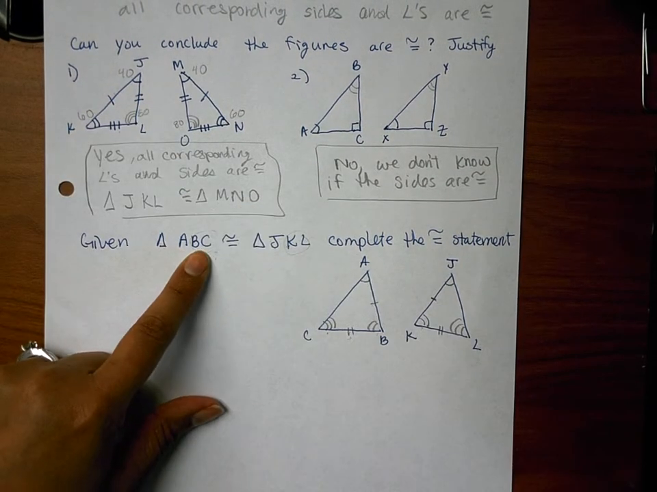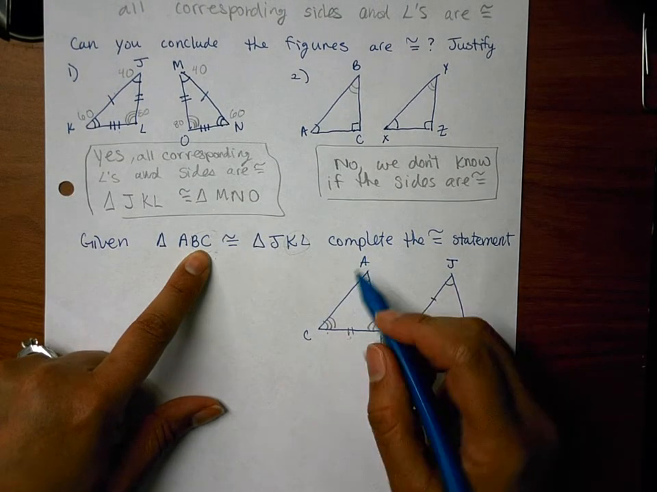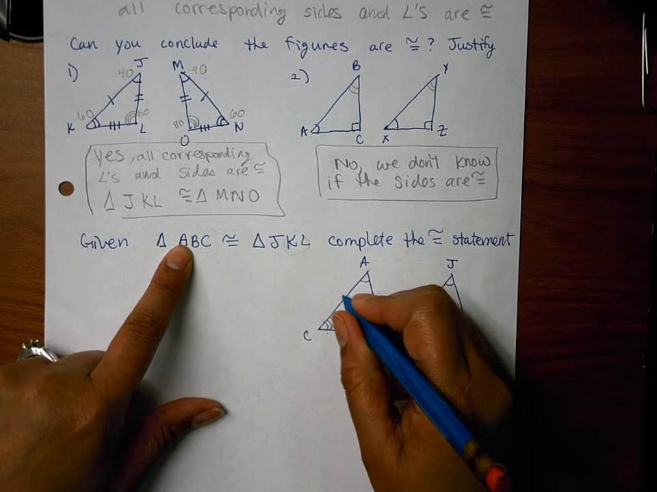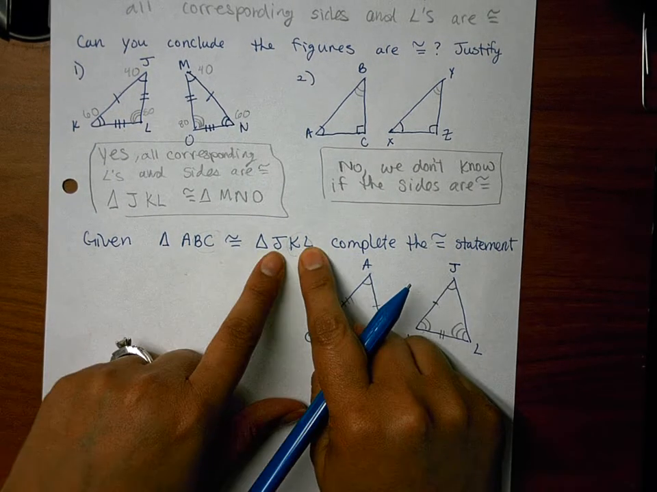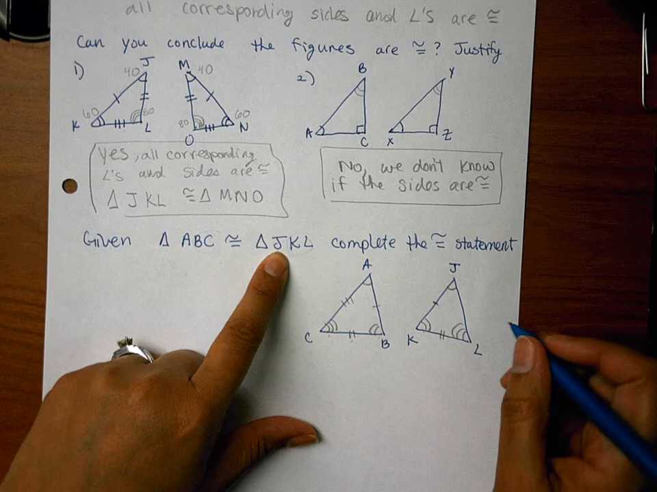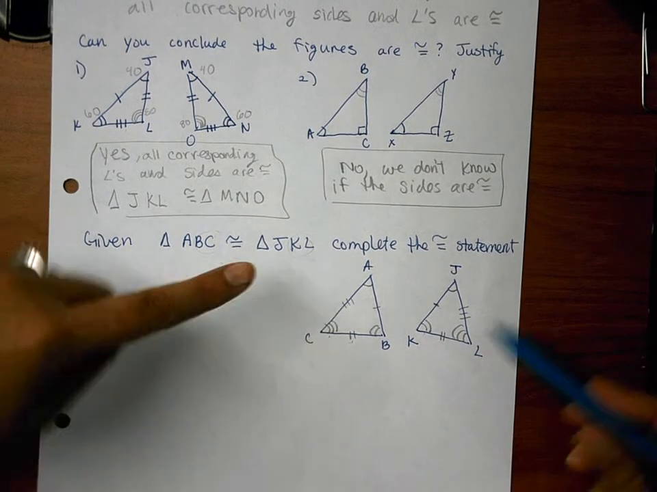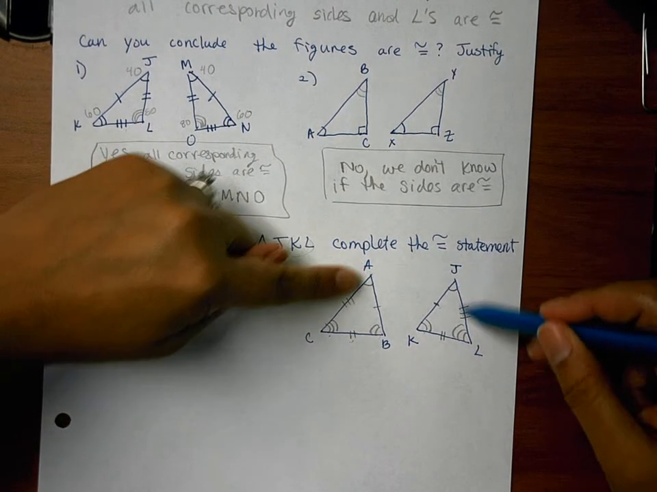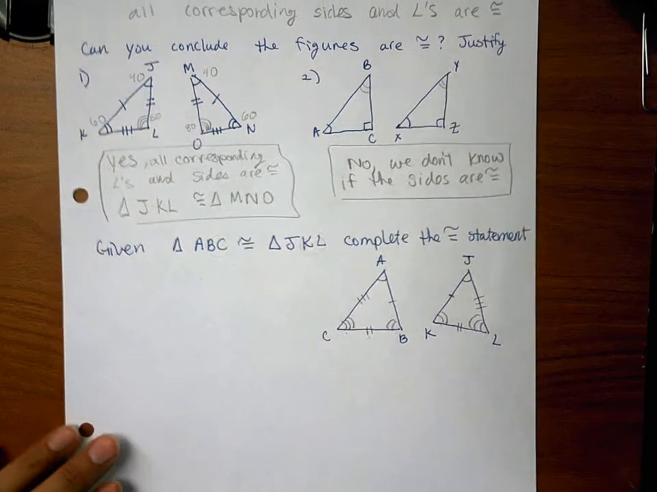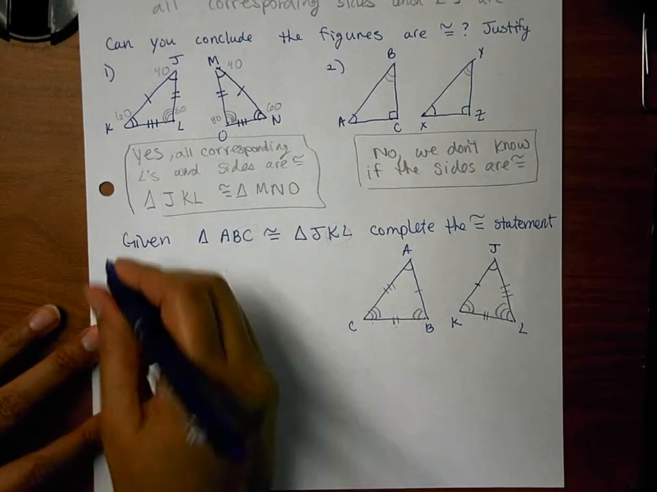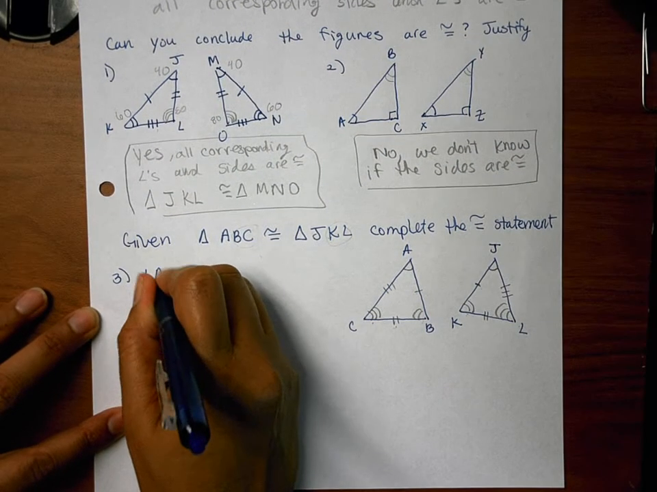Now, how do I label the third side? I already did AB and BC. The third side is AC, the first and the last, which means it corresponds with the first and the last, JL, which is here. And you can see they match, single, triple. All right, let's go ahead and do the questions.